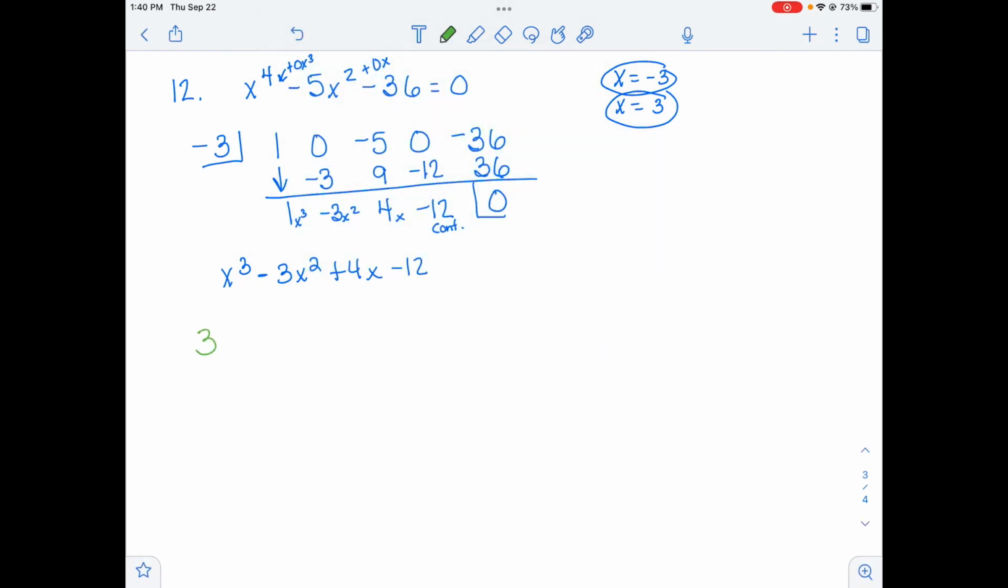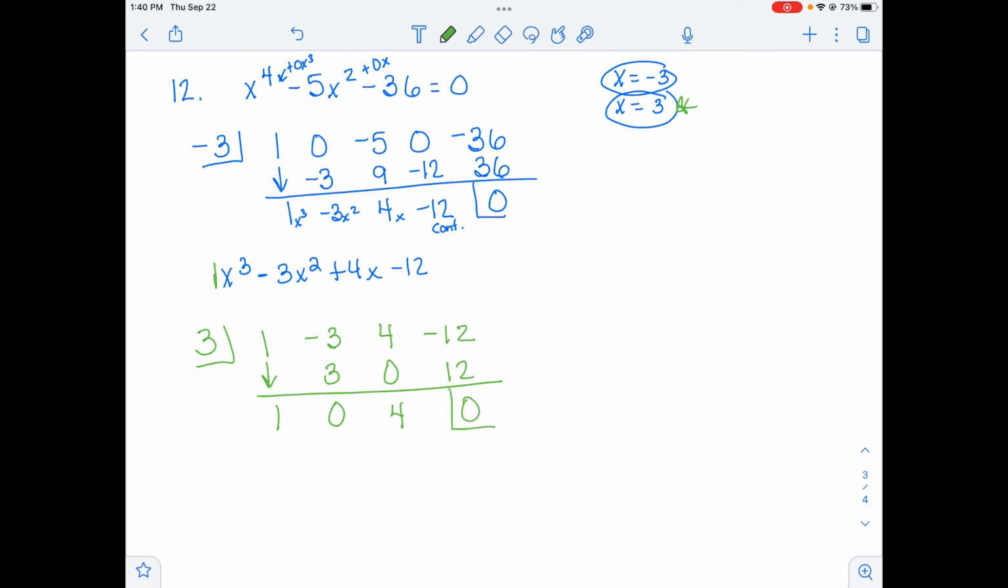So we have 3, because we're using this other root here. We have a 1, we have a 2, we have a 1. All right, so we're good with our pieces. So we have 1, -3, 4, and -12. Bring down our first piece. Then start multiplying. 3 times 1 is 3. Add those together, we get 0. 0 times 3 is 0. Add those together, we get 4. 4 times 3 is 12. Add those together, we get 0.